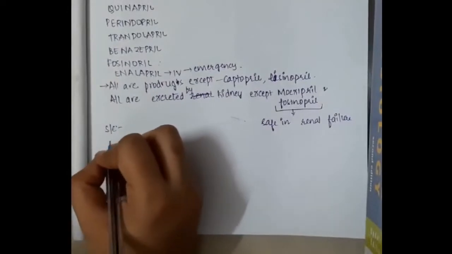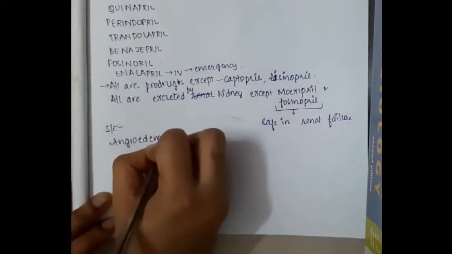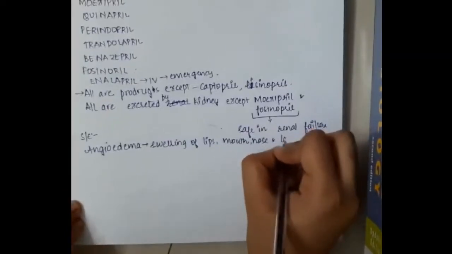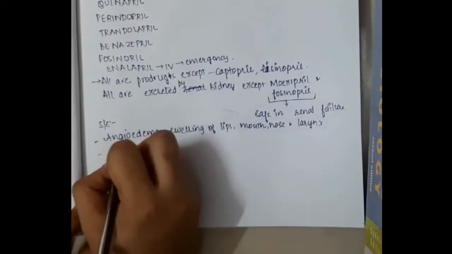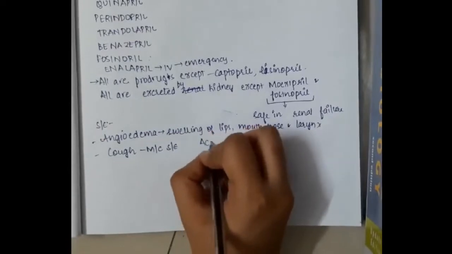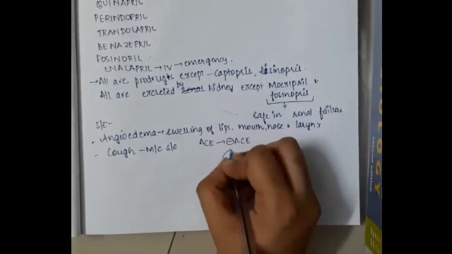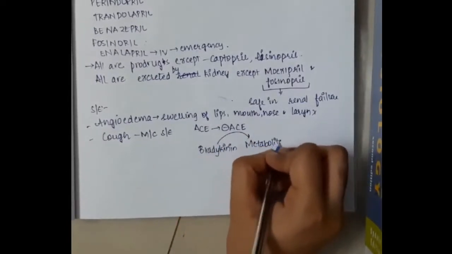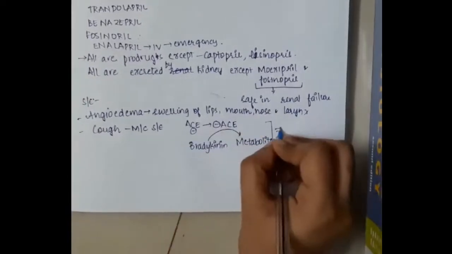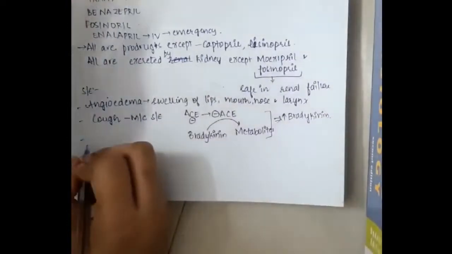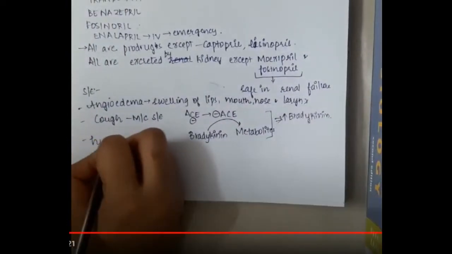In the side effects of ACE inhibitors, they can cause angioedema, which causes swelling of the lips, mouth, nose and larynx, and they can cause cough. The most common side effect is cough. Angiotensin converting enzyme inhibitors inhibit angiotensin converting enzyme. Normally angiotensin converting enzyme converts bradykinin to its metabolites, but because of this inhibition there is increased bradykinin. This increased bradykinin is the main reason for causing cough.